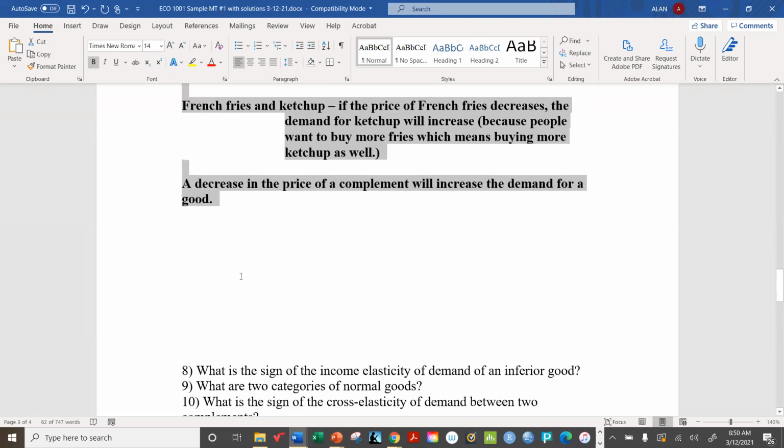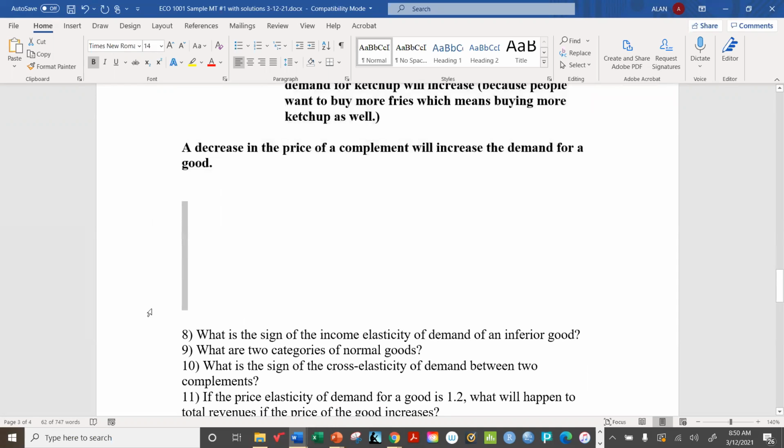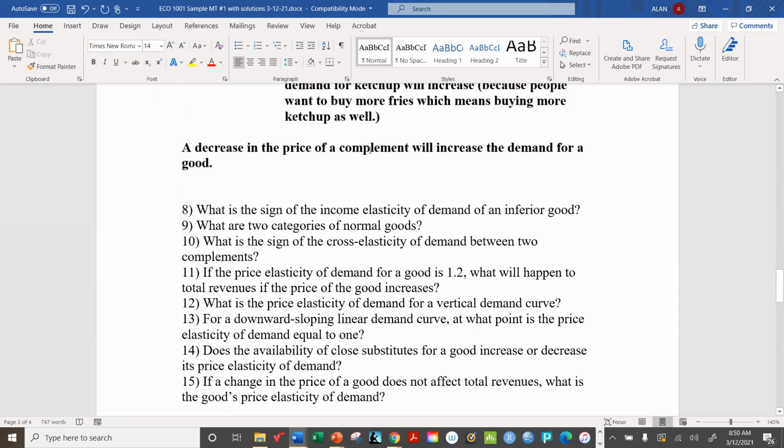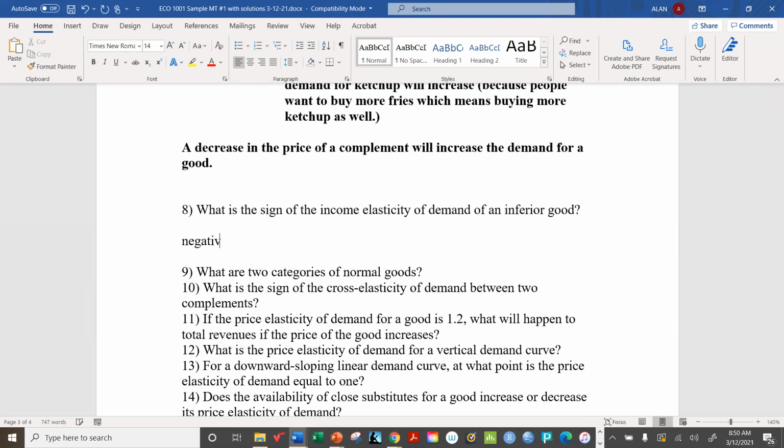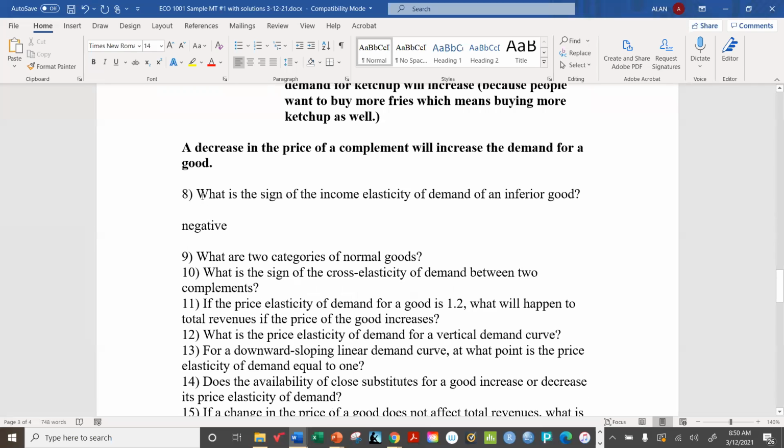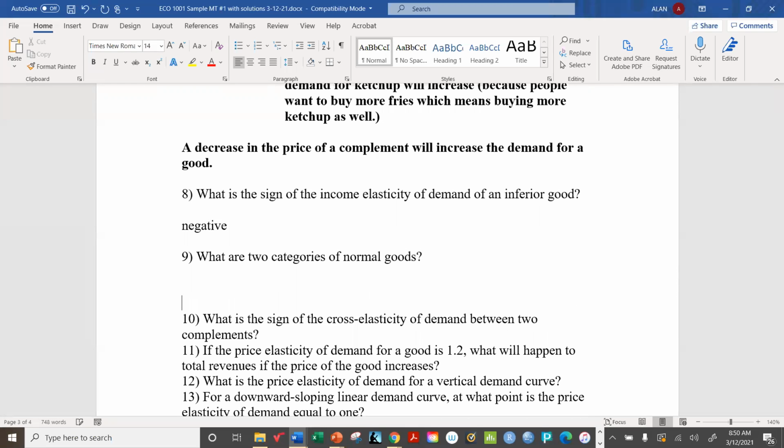Good. All right, now 8. What is the sign of the income elasticity of demand for an inferior good? All right, this is a very simple answer. Negative. It's just as simple as that. With the income elasticity of demand, we're focused on the sign, and negative means that it is an inferior good, because it means that when you have more income, you're going to buy less of it.